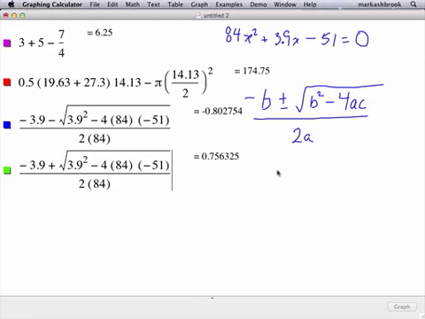So are these the two solutions you got? Yep. Negative 0.802 and 0.756. How do you do a command line on that? Command return. Okay. Command return.